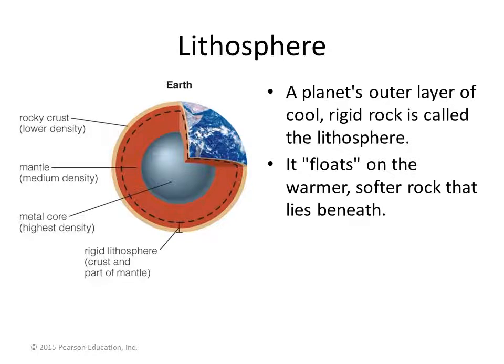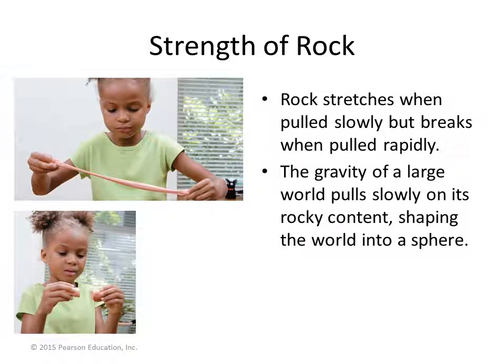The lithosphere is this cool, rigid rock, which is at the surface. It tends to, what some people call, float on the warmer, softer, more dense rock that lies beneath it. That's, of course, the mantle rock. Rock stretches when you pull it slowly, but breaks when you pull it rapidly, just like this taffy or special clay does. That can either cause rocks to bend but not break if the movement is slow, or they will break if the movement is fast. And of course, we see evidence of that whenever an earthquake occurs.